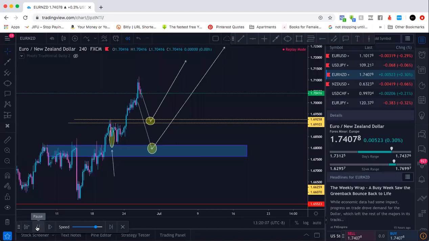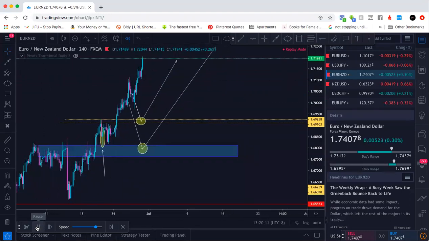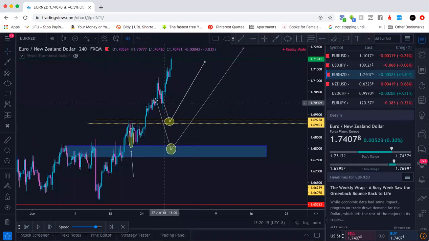So now we wait and see what it does. Sometimes price takes off further. So for example, you see this example? This was an example where price didn't actually come and hit our zone. You see that? Price did not come and hit our zone. It just took off before it even hit our zone.